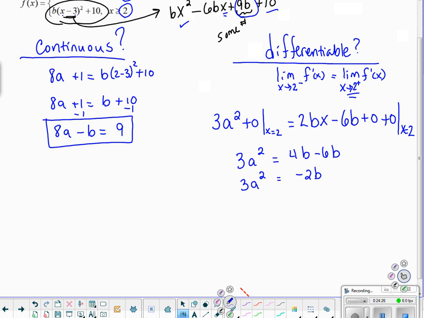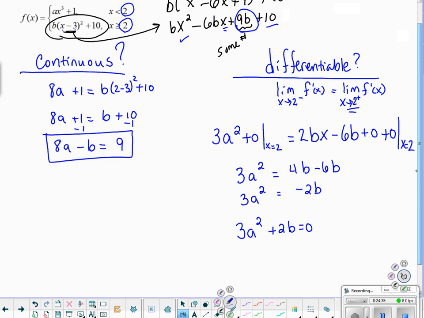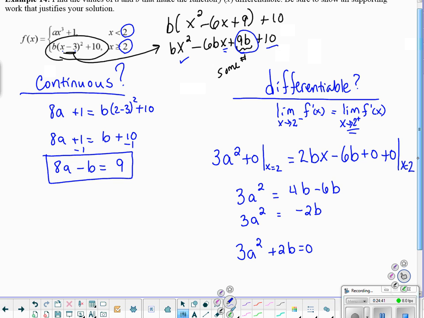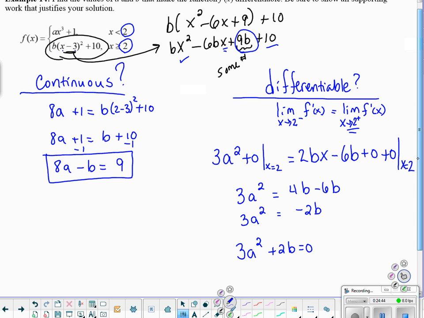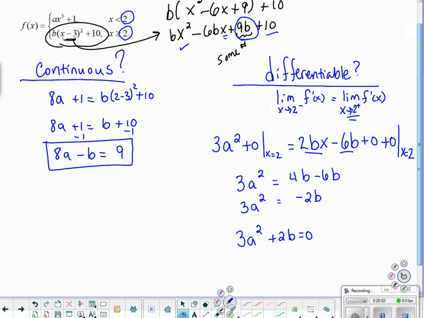It looks right, doesn't it? So I get 3a squared plus 2b equals 0. Why did I think this was going to be 3a squared? That looks good. On the right side, we expanded x squared minus 6x plus 9, multiplied it by b, added 10. That gives me, for a derivative, 2bx minus 6b, 0, 0. Alrighty.